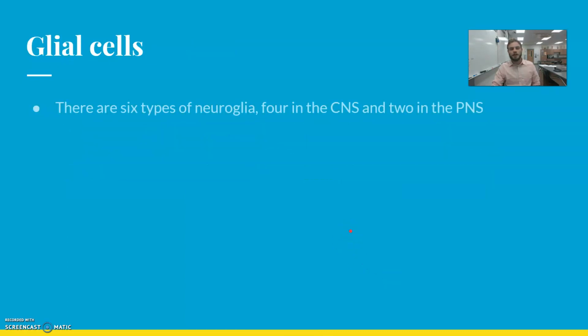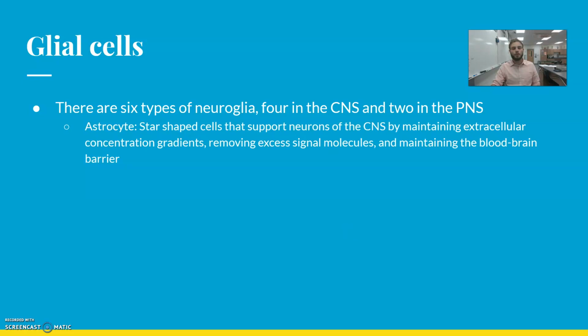Diving into your glial cells, there are 6 types of neuroglia, 4 of which you can find in the central nervous system, 2 in the peripheral. The first one is your astrocytes. Now these are called astrocytes because you think astro, star. They literally are star-shaped cells that are going to support neurons of the central nervous system.